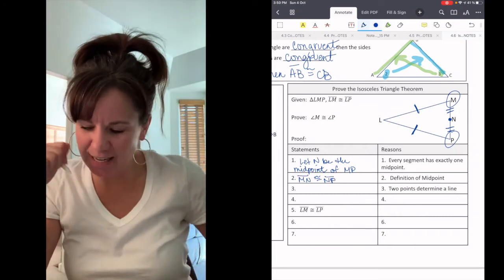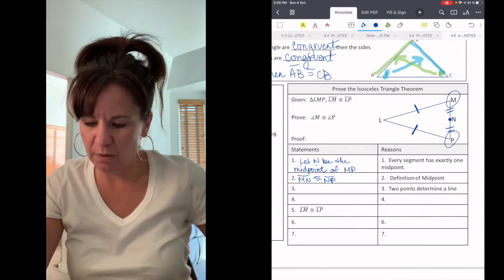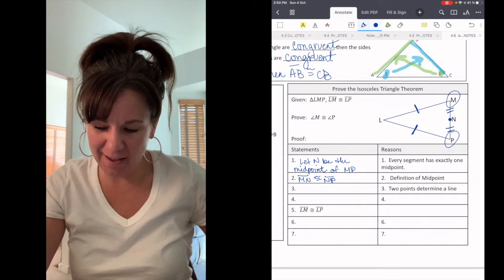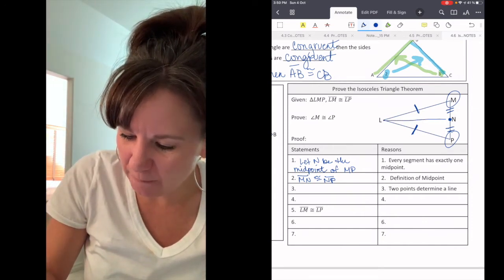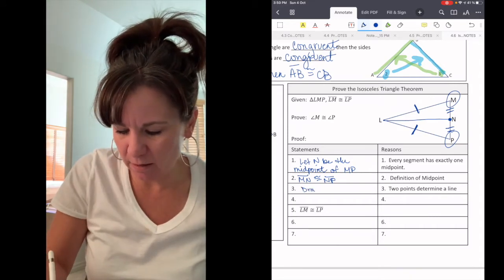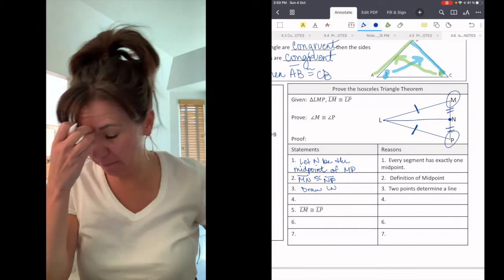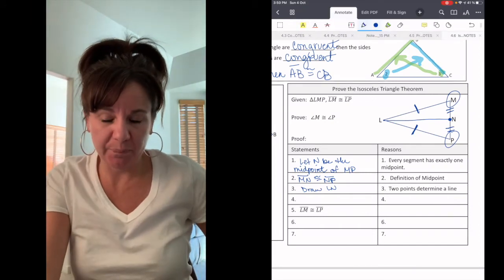Now the next reason says two points determine a line. So perhaps we're supposed to draw a line. Let's take the vertex angle and draw the line LN. I draw LN. Now we have two triangles.